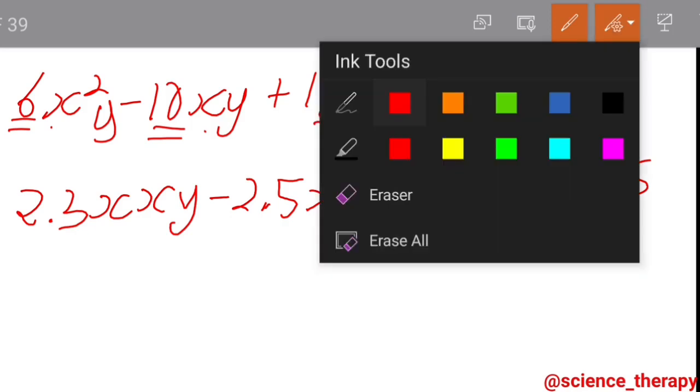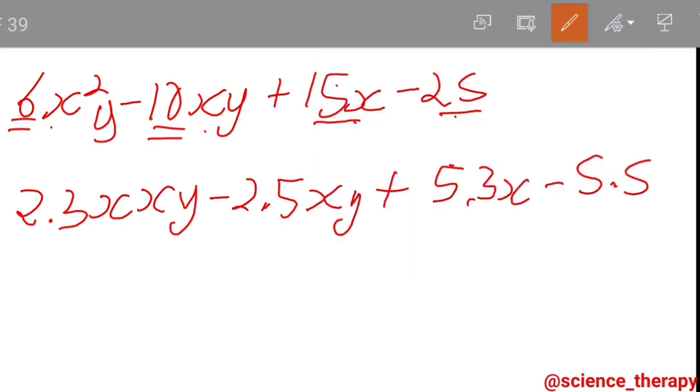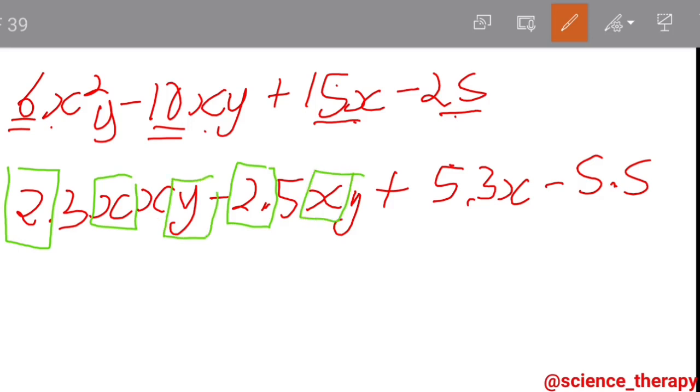Now we want to go and check all our common factors. So this is 2, and also in the second term, we have 2. This is x, and also in the second term, we have x. This is y, and also we have y in the second term. So we can say our common factor now is 2xy, right?